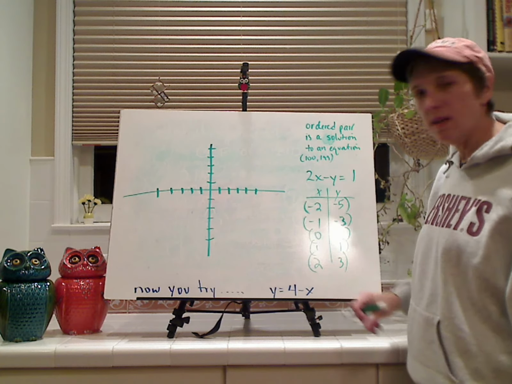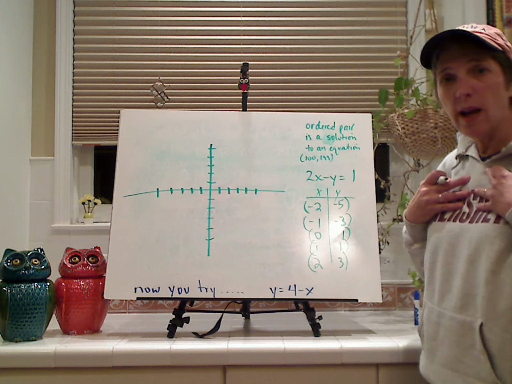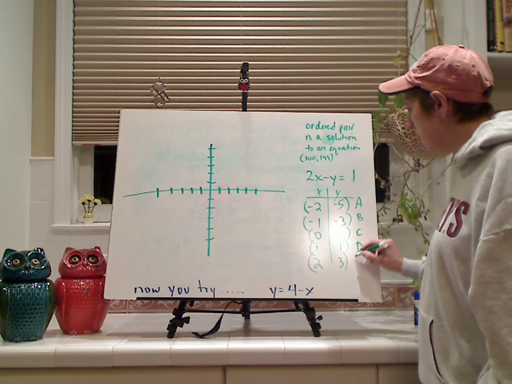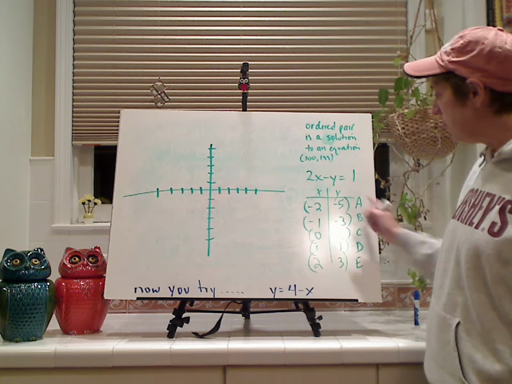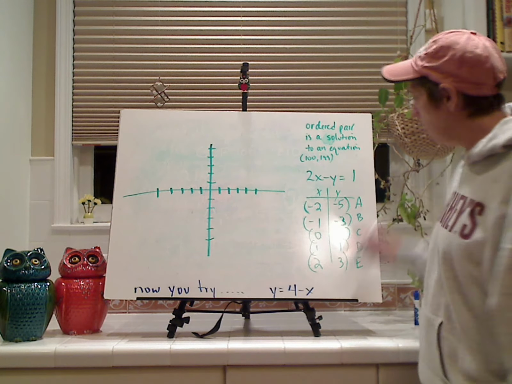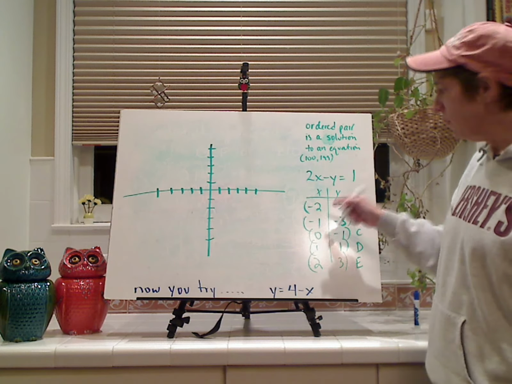As I told you, you have to identify, you have to label anything. So what I like to do is I like to make them points, A, B, C, D, E. Now I'm going to plot these points, and instead of putting -2, -5 on this graph, I'm going to plug in an A that represents that.